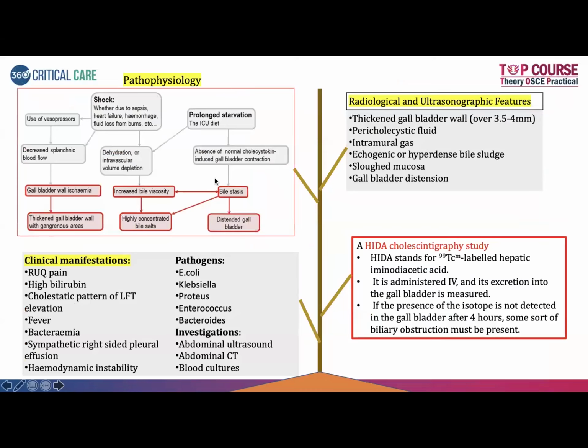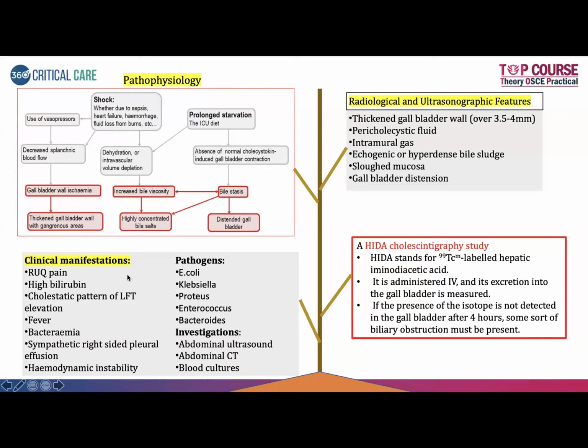So I already talked about the pathophysiology. Use of vasopressors is another mechanism. Use of vasopressors decreases blood flow, causing gallbladder wall ischemia and a thickened gallbladder wall, which later becomes gangrenous. Okay, so all these factors, volume depletion, will result in increased bile viscosity and highly concentrated bile salts. Prolonged starvation can cause absence of cholecystokinin-induced gallbladder contraction, which will result in bile stasis and distension of the gallbladder.